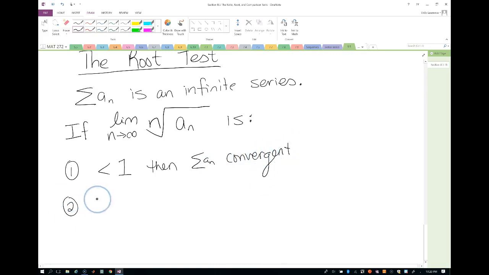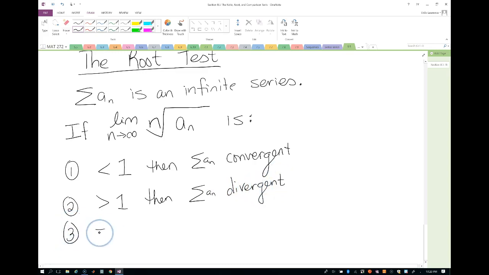If it comes out to be greater than 1, then our series is divergent. If it comes out to be equal to 1, then the test is inconclusive. That means we cannot use the root test on this particular series. We need to rework it with a different test.